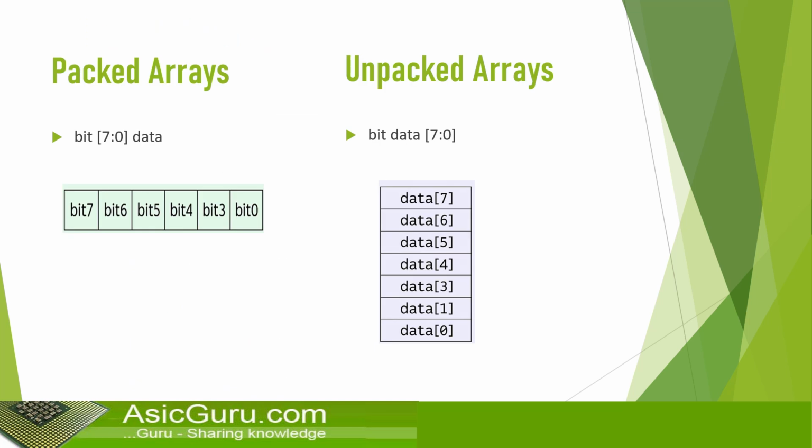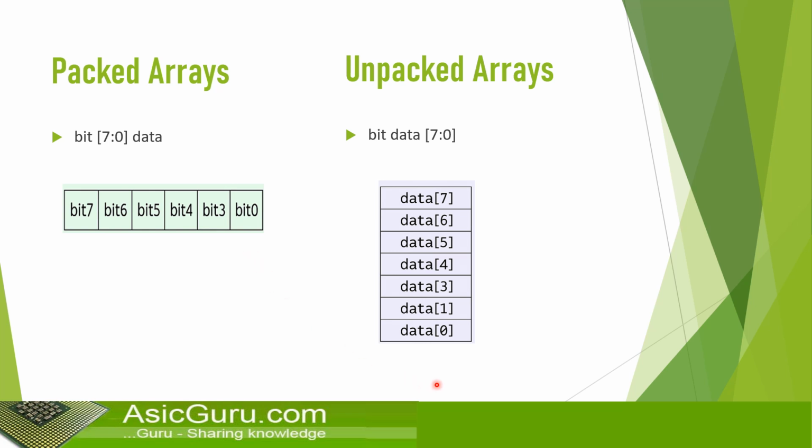So this is a visual comparison of packed and unpacked arrays. On the left, we have a packed array. This is stored as a single contiguous vector of 8 bits, like bit 7, bit 6 till bit 0. This is ideal for bit level operations or databases where tight packing is required.